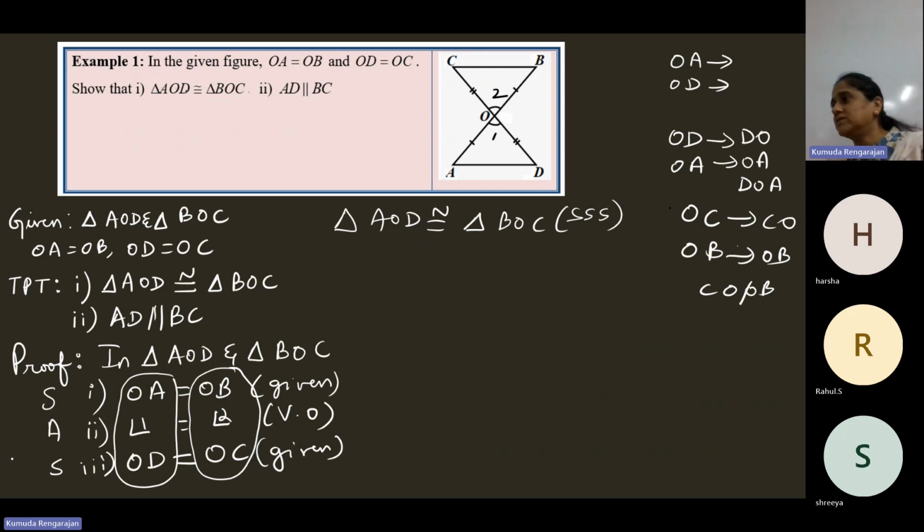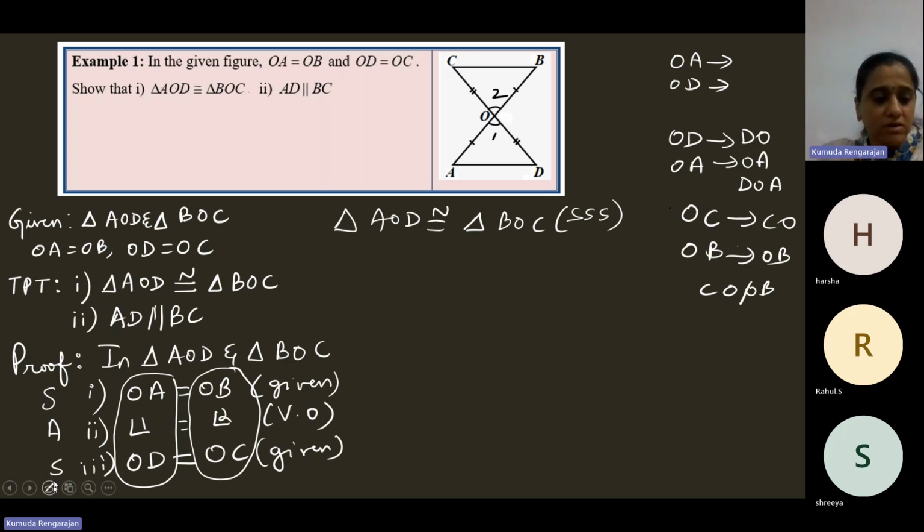If you can show that a transversal intersects two lines in such a way that corresponding angles are equal, then the lines are parallel. A transversal intersects two lines in such a way that a pair of alternate interior angles are equal, then the lines are parallel. Or if a transversal intersects two lines, I'm not saying parallel lines, in such a way that allied angles are supplementary, then the lines are parallel.